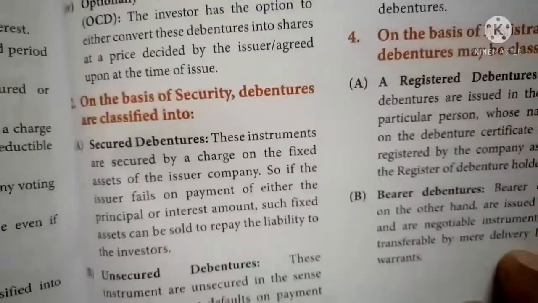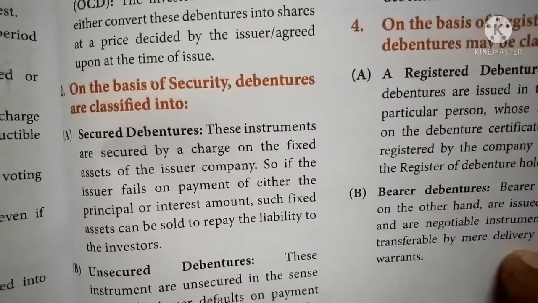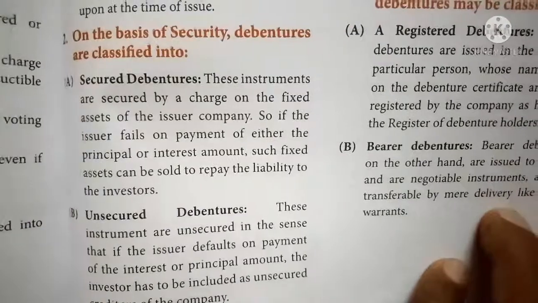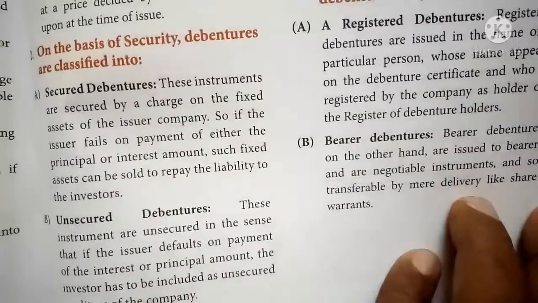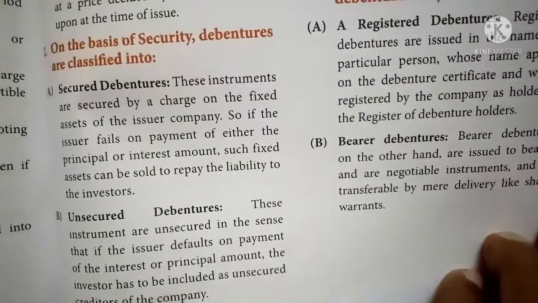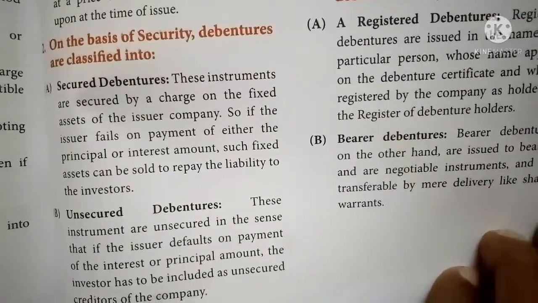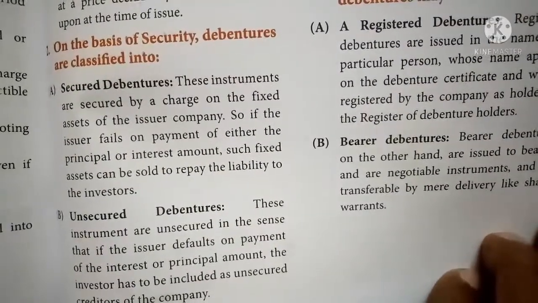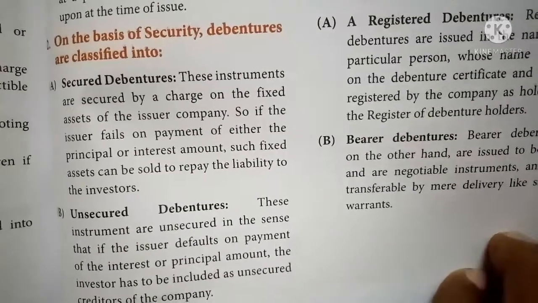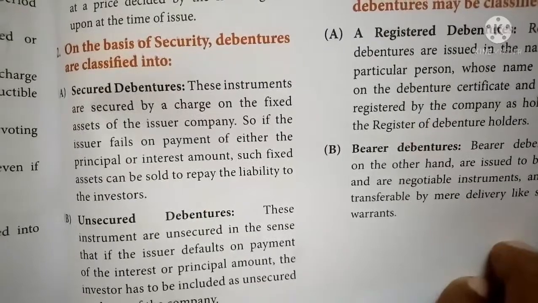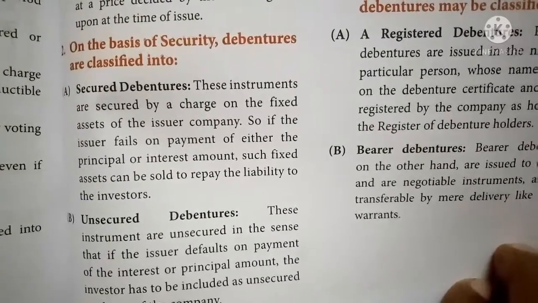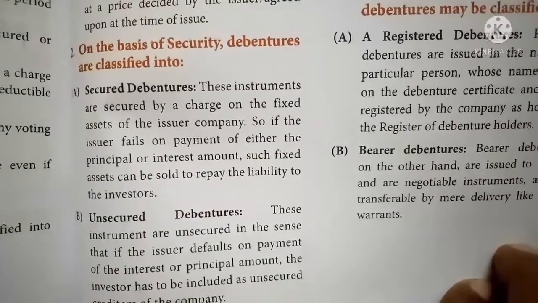Next, on the basis of security, there are two types of debentures: secured debentures and unsecured debentures. Secured debentures are instruments secured by a charge on the fixed assets of the company. Those who hold this type of debenture will have security on the fixed assets of the company.